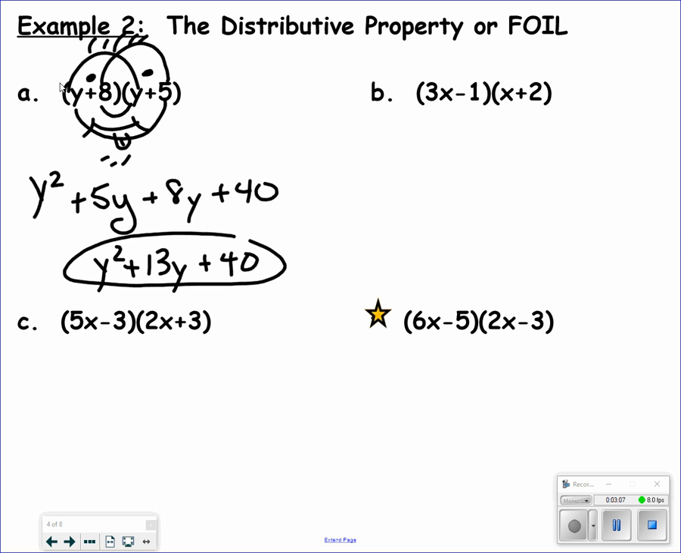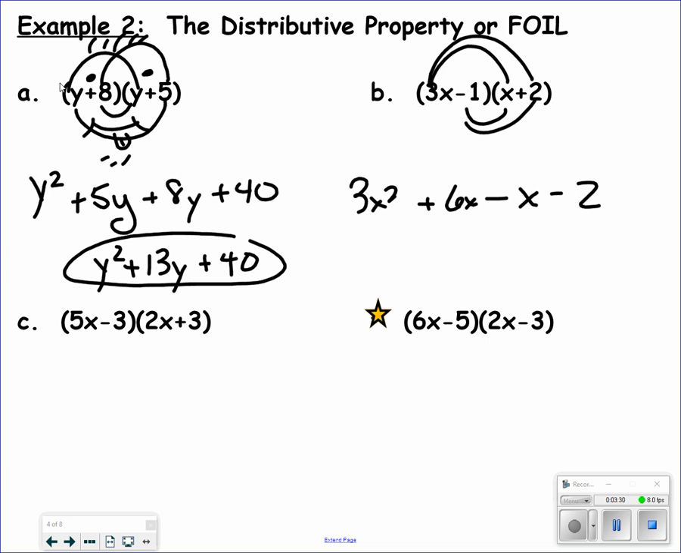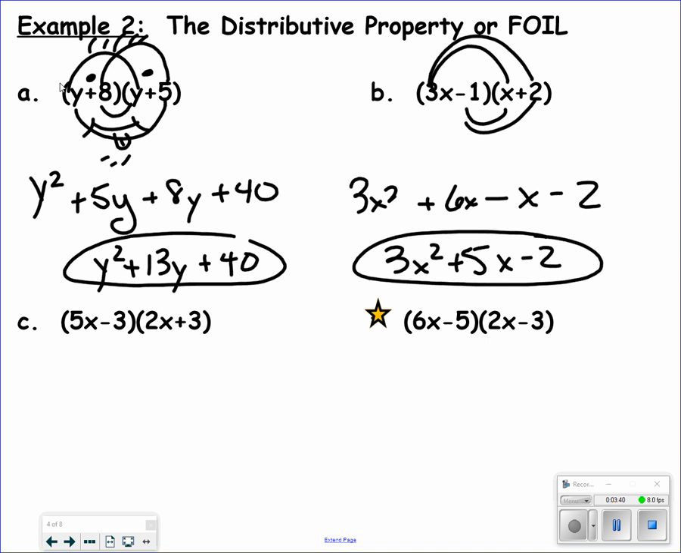Next one, and again, I'm going to do the same first, outer, inner, last, but I'm going to draw my arrows in a different little way. So 3x times x. Some people like to refer to first and outer as being just like a distributive situation. So I'm taking 3x times x and 3x times 2, basically the first one times both, and then the second one times both. That is still doing the first, the outer, the inner, and the last. Just your arrows look a little bit different, and you can't make the smiley face, which, you know, is a little disappointing. Add like terms, and that's it.